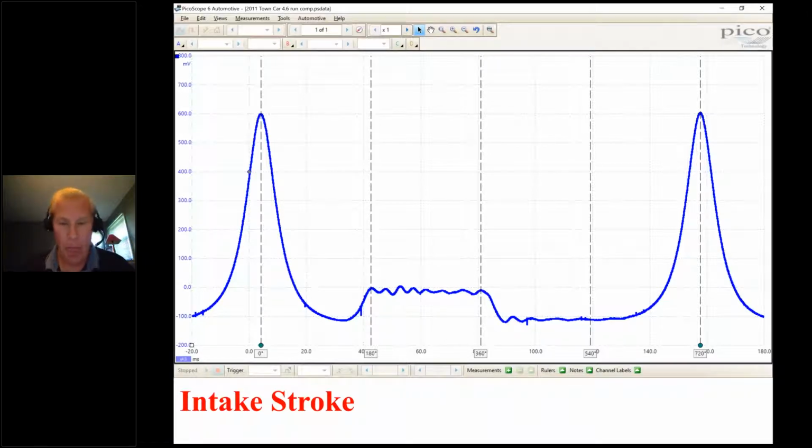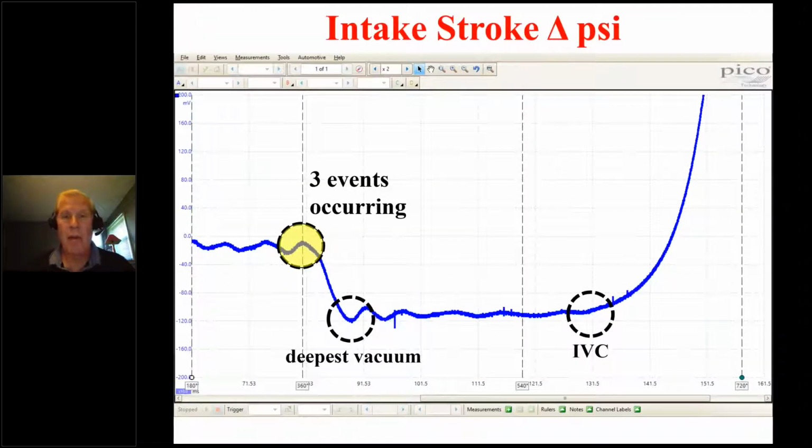So what I'm going to do, I'm going to take this section right here of the intake stroke and blow it up. And I'm going to identify three key spots that I want to talk about. So there's a spot here, and a spot here. Now this is at the beginning of the compression stroke, but it's a continuation of intake. So this is the first spot.